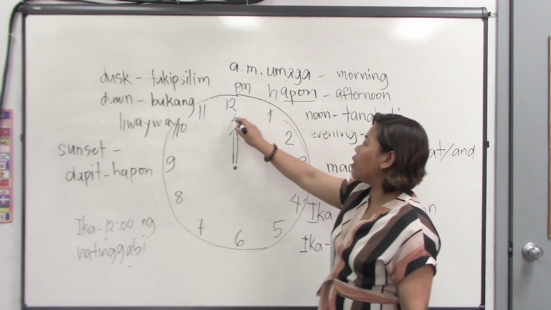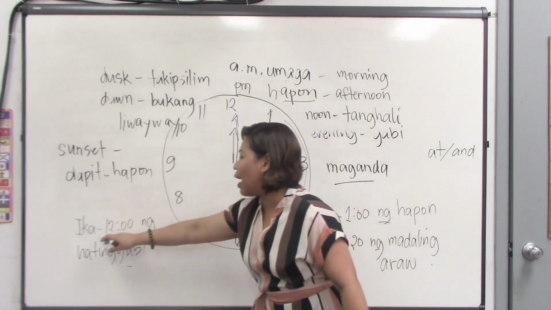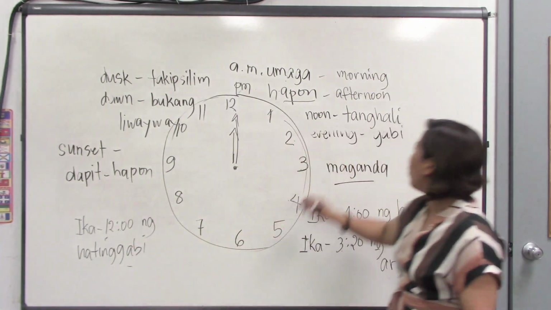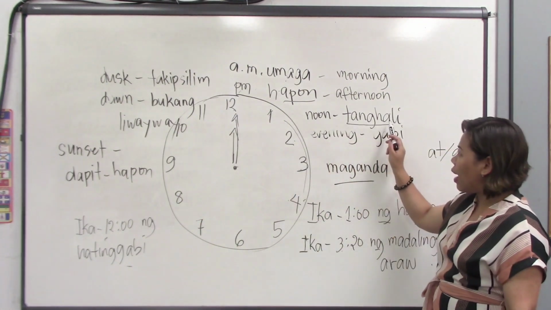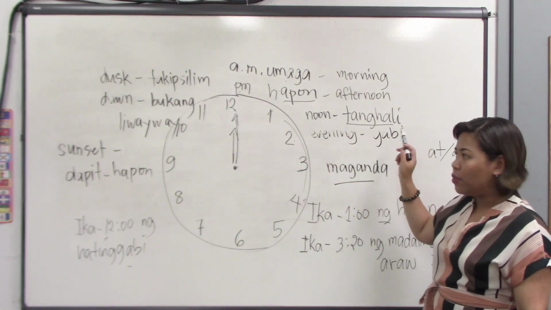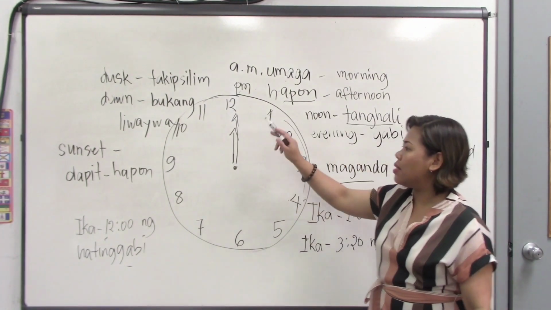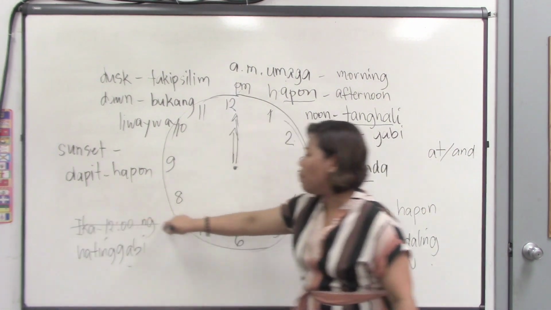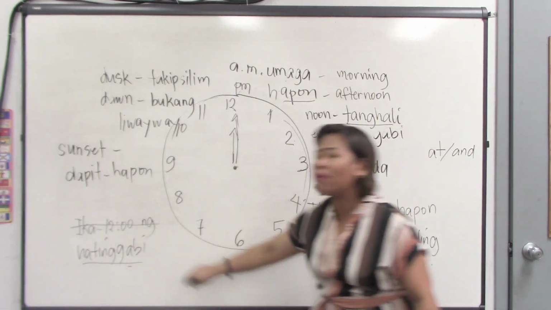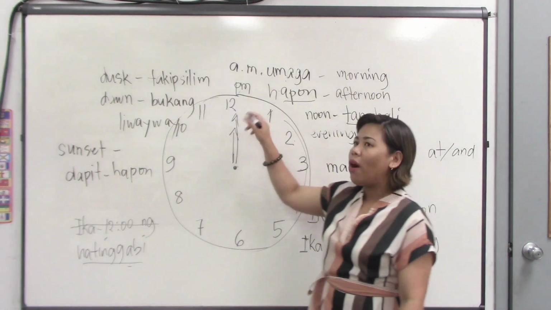What if this one is noon? 12 noon. So, you would say, labing dalawa ng, what is noon? Tanghali. So, labing dalawa ng tanghali is 12 noon, or labing dalawa ng hating gabi means midnight. Or when you say hating gabi, even if you omit this one, it's already hating gabi, which means it's already 12 midnight.